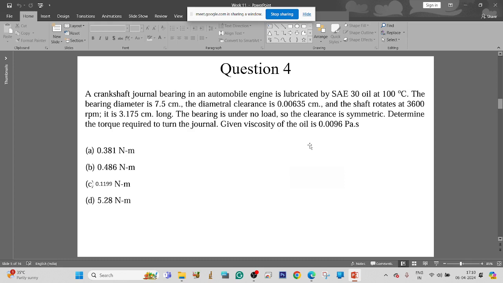Okay, the viscosity of the oil is given, so what will be the torque? You solve this. I'll give you 2 minutes to solve this. Then we'll proceed with the solution.